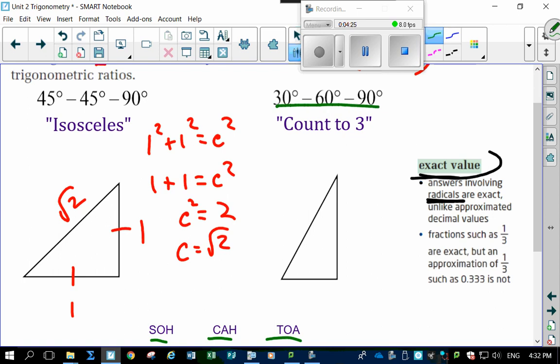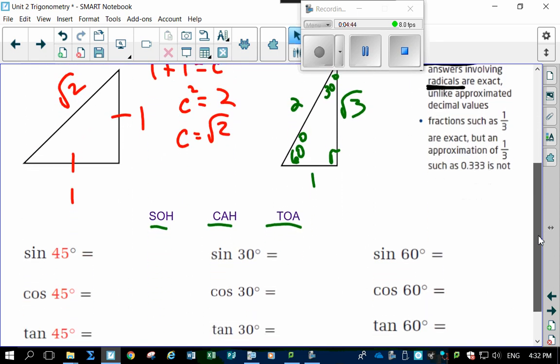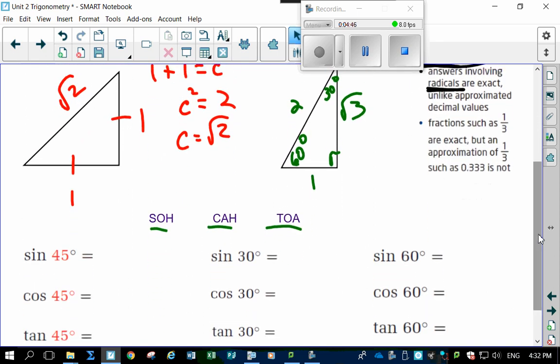This is your 30, 60, 90 triangle. 60 is heavier, sinks to the bottom. 30's lighter, floats to the top. There's your 90. Count: 1, 2, root 3. Done. See? Perfect. Now, how does this help us here? Well, watch this. We're actually going to get perfect results here.